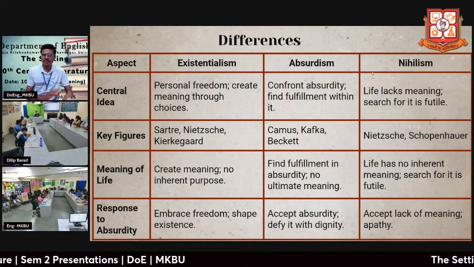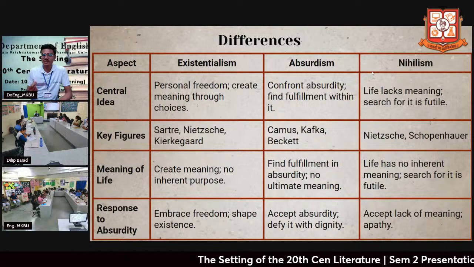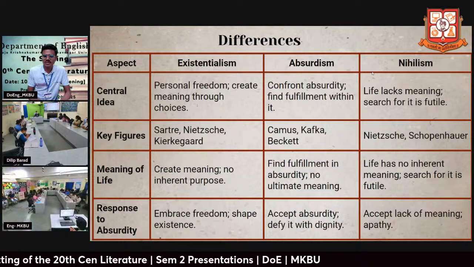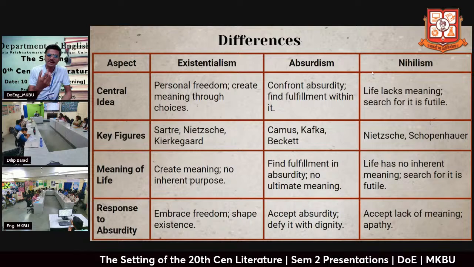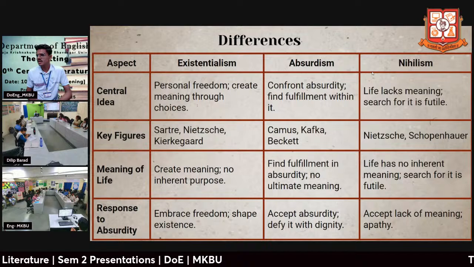What are the differences we find? The central idea: existentialism believes that personal freedom creates meaning through choices. The universe has no meaning, so we have to create our meaning. Absurdism says that there is absurdity, so just accept it and move forward. And nihilism says that there is no meaning, and the search for meaning is also futile. Key figures: in existentialism we find Sartre, Nietzsche, Kierkegaard. In absurdism, we find Camus, Kafka and Beckett. In nihilism, Nietzsche and Schopenhauer.